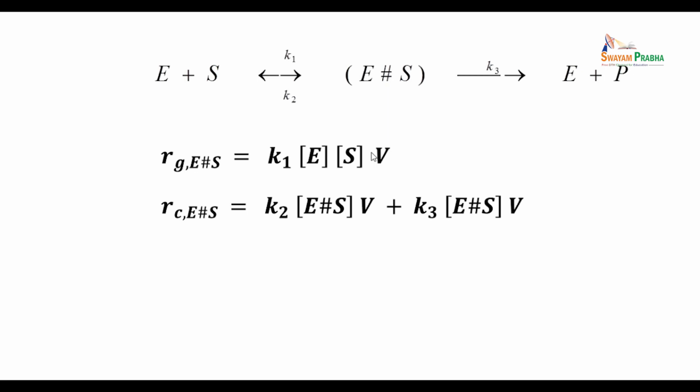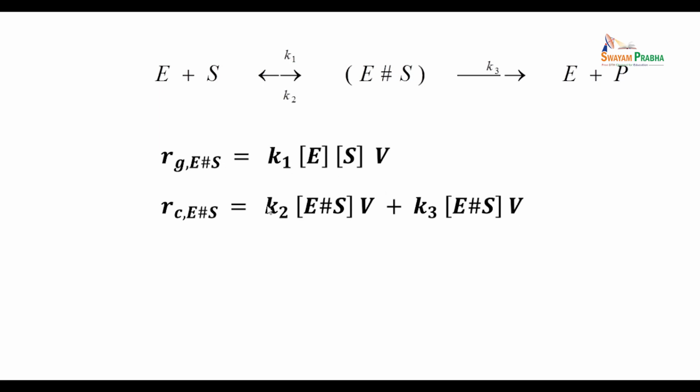This is on a volumetric basis, this is on a mass basis, therefore we need to multiply it by the volume. And the rate of consumption of the enzyme substrate complex, as you see here, it is consumed through the reverse reaction with the rate constant K2 and this reaction with a rate constant K3. The consumption is K2 into concentration of the enzyme substrate into the volume plus the K3 into the concentration of the enzyme substrate complex into the volume here.